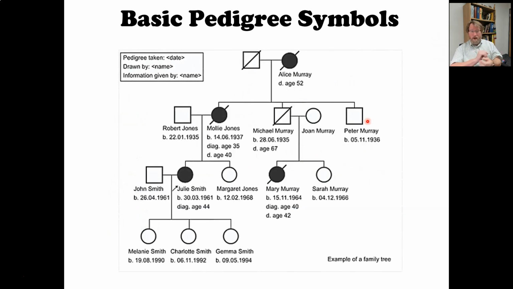And now here's an actual pedigree of a family that starts off here at the top with, let's say, Alice Murray and her husband. We know that she died. She's filled in black, so she was affected by something. We don't know what. And she died at age 52. We see her husband was not affected by this, and he has also passed away when this pedigree was made.